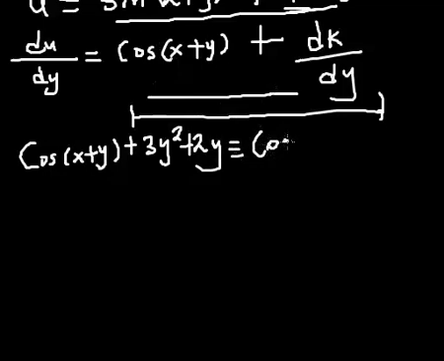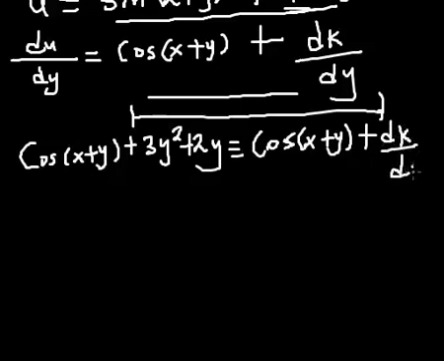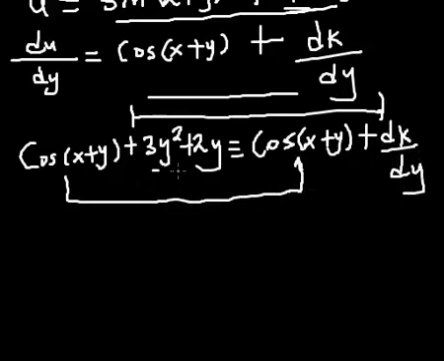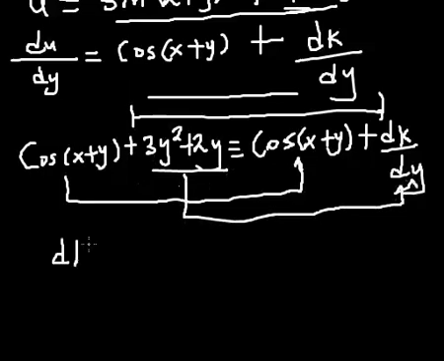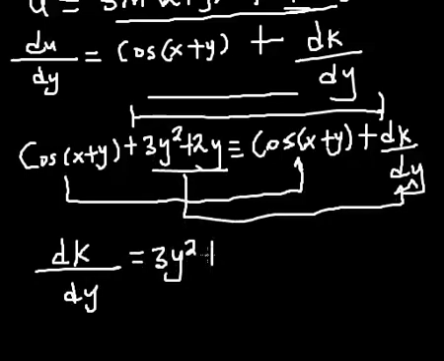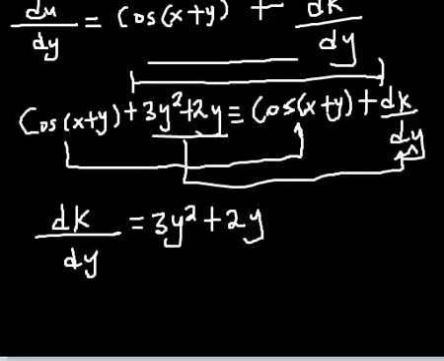So if I compare with this, it is also equivalent to having the same cos(x + y) that I got when I differentiated this function, then plus another expression attached to it, which of course is the derivative of k with respect to y. So if I compare, I will say this is equivalent to this, then the whole of this is equivalent to this. So I can now simply say that dk over dy is equal to 3y squared plus 2y.